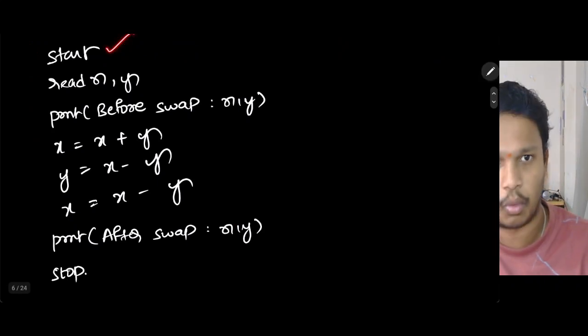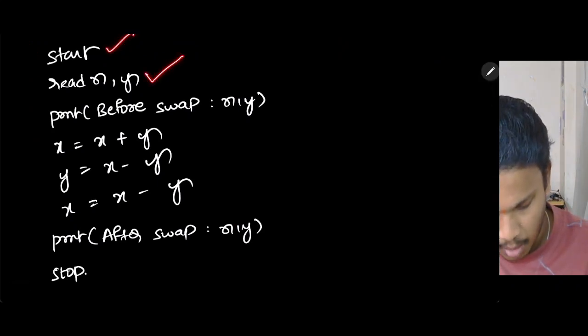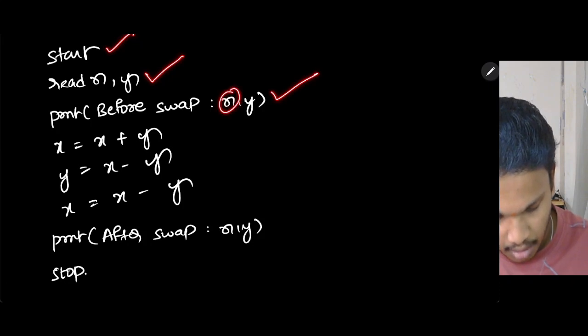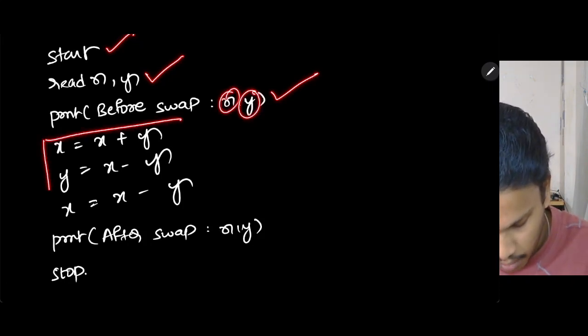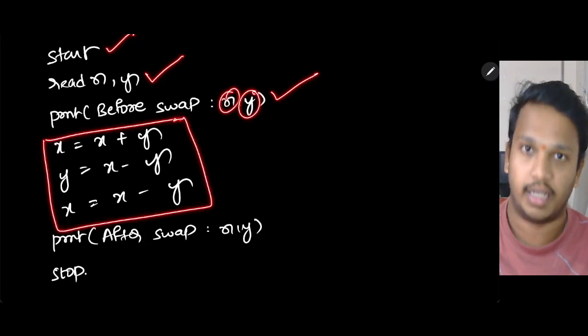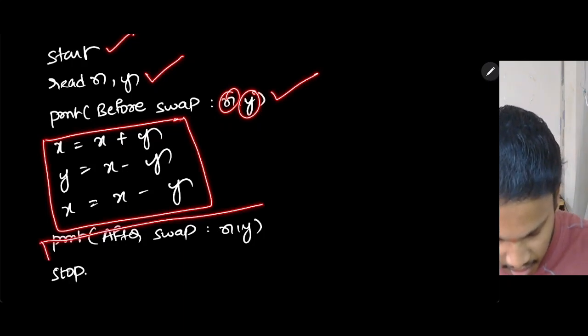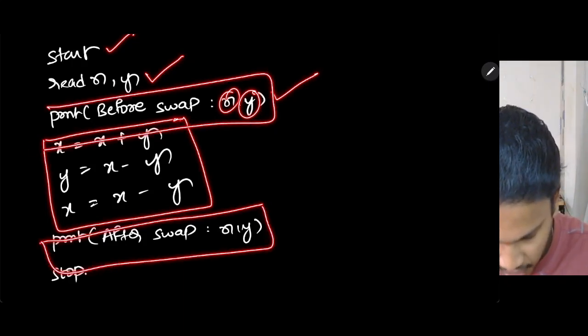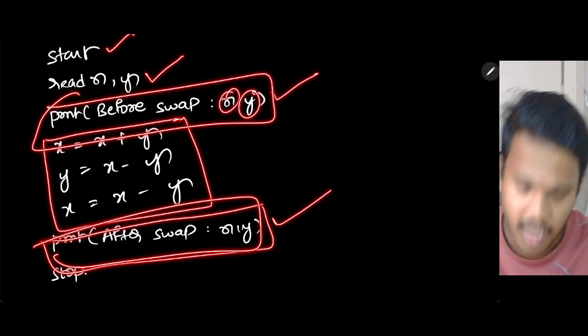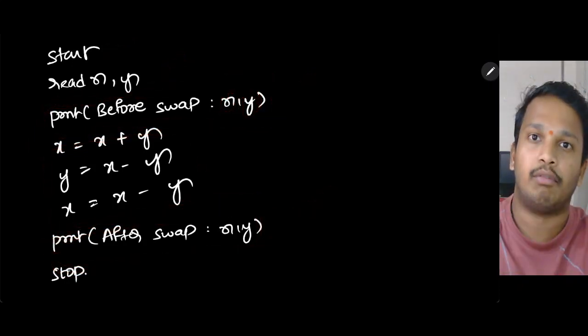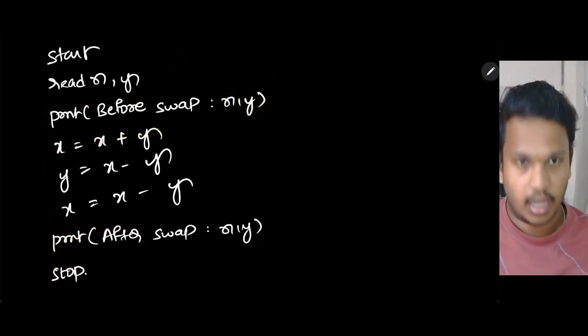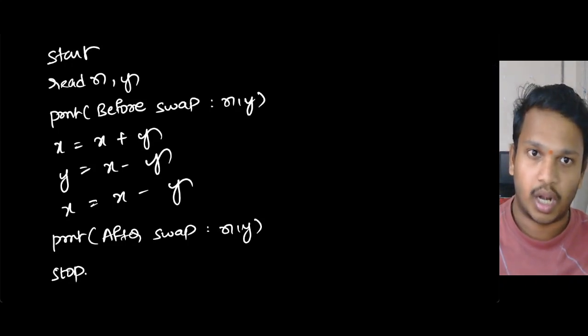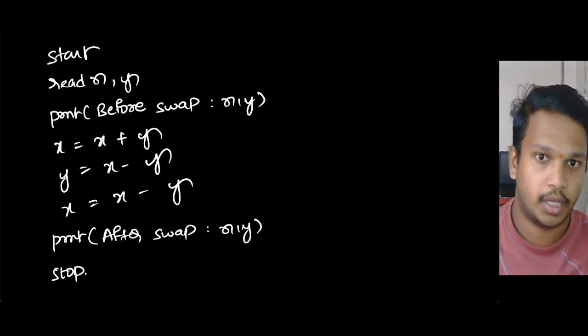Now this is the algorithm. We need to start the program and read x comma y. We need to print the x comma y values, and the 3 lines which I explained before, I wrote them as they are. After that, I just printed the x and y values. See here, before x and y and after x and y. As per the logic, it will swap those values and print. That's it. This is the logic. Now let us execute this one and see the output by running the program.